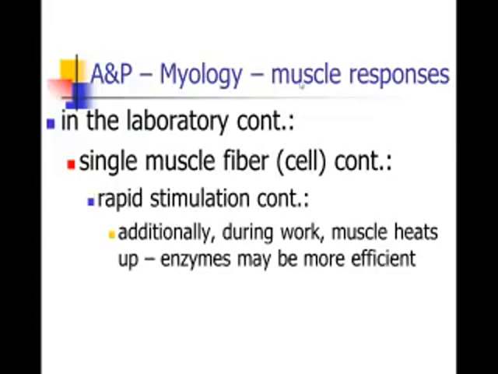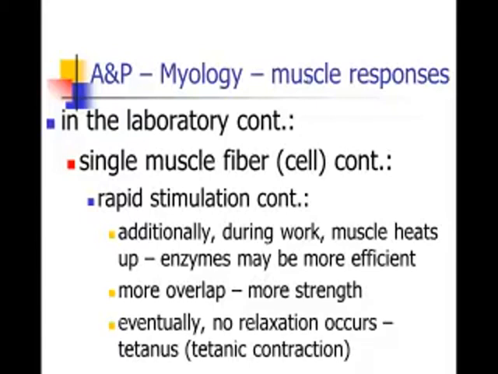So another thing that happens when you're exercising and working is your muscle heats up because of the waste heat. Remember, more than half the energy that is released comes off as heat. And if you have more heat, then the enzymes are more efficient, and that also helps increase the strength. And then more overlap means more strength.